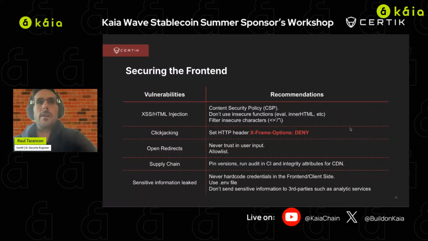The second vulnerability is clickjacking. This can be solved by setting the HTTP header X-Frame-Options with the value deny. All the HTTP headers are set on the backend. The value for this header can be deny or sameorigin. Both are secure.